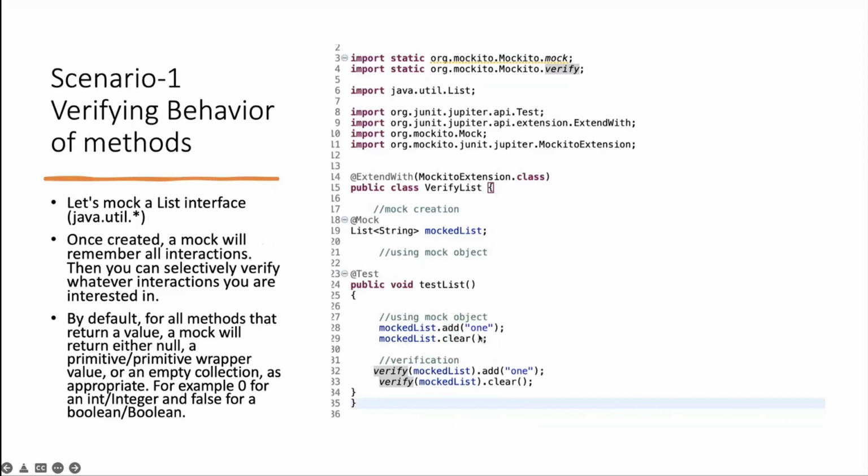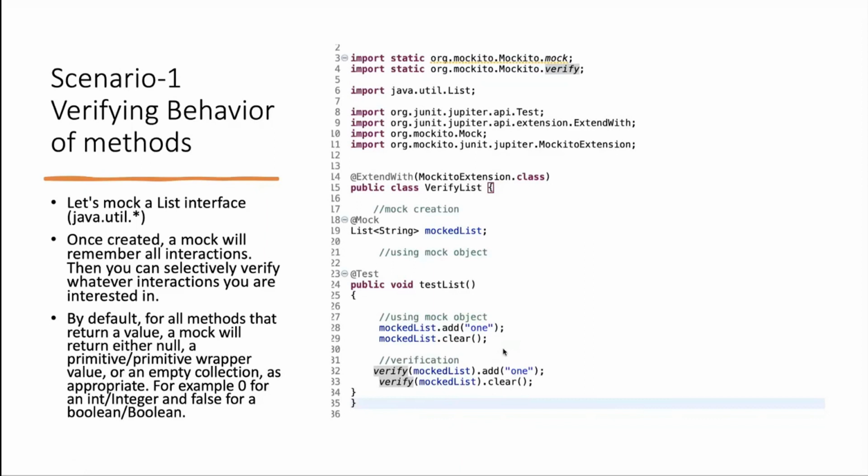Add one, then mockList.clear. And then again you are verifying: verify mockedList.add(1), verify mockedList.clear(). Why are we clearing it? I mean to say this clear and add, all these are methods which are very popular in list. So they use add, they use get, they use clear, they use various different methods. What you are doing is making calls to two methods of your mock object, that is add and clear.